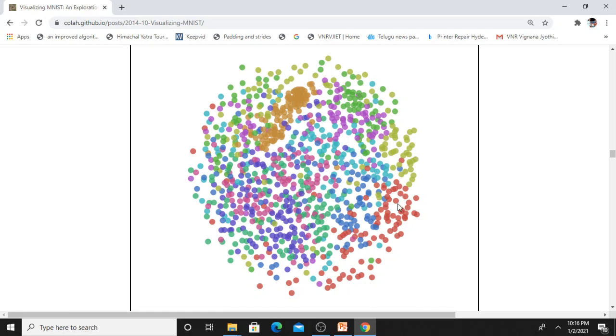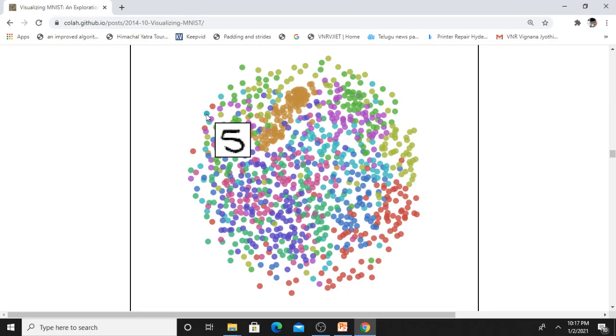Just see, all zeros are grouped together. All ones are grouped together. The browns are ones, isn't it? All the fives are grouped together, isn't it? All fives are grouped together. Something like this. This is the dimensionality reduction.